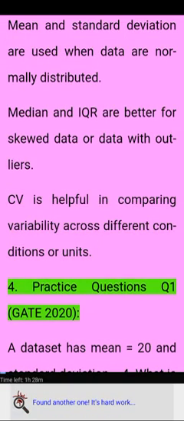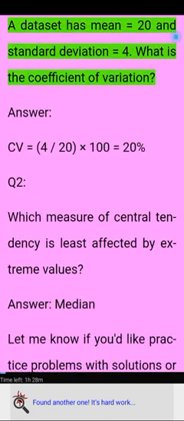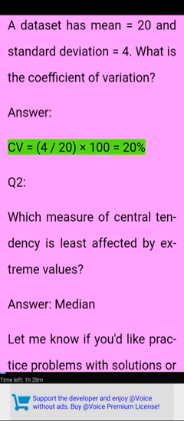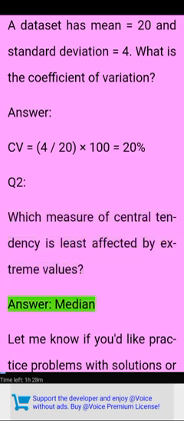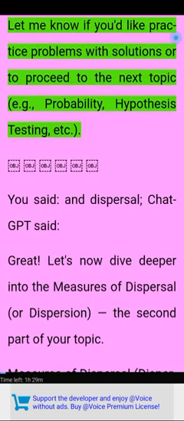4. Practice questions. Q1, GATE 2020. A dataset has mean equals 20 and standard deviation equals 4. What is the coefficient of variation? Answer: CV equals 4 over 20 times 100 equals 20%. Q2. Which measure of central tendency is least affected by extreme values? Answer: Median.